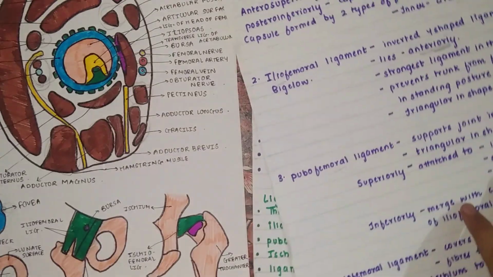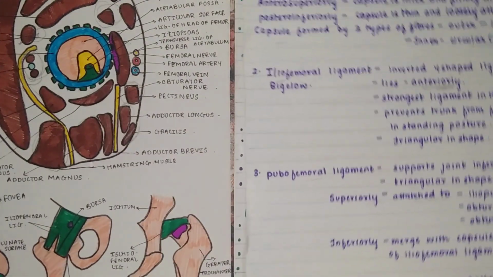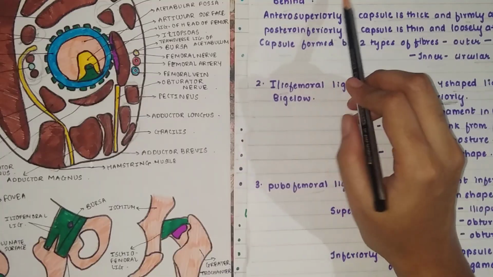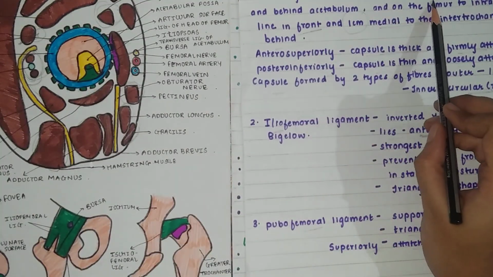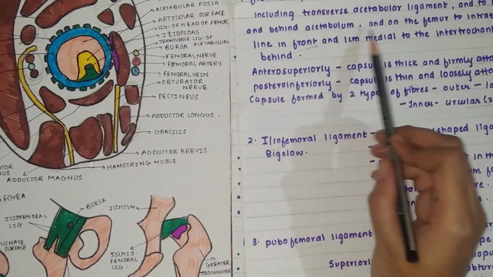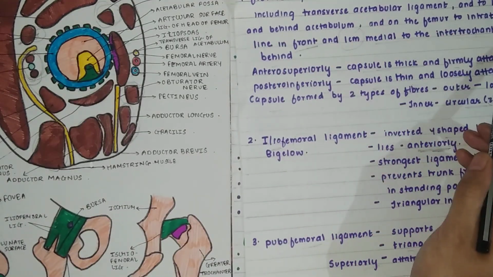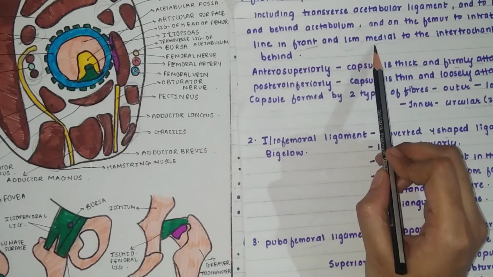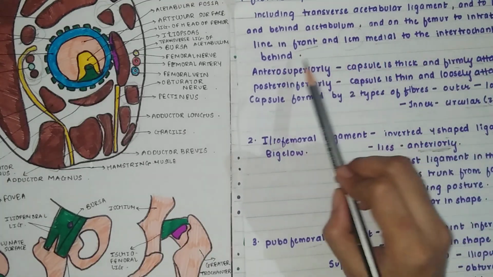Fibrous capsule. It is attached to the hip bone to acetabular labrum including the transverse acetabular ligament and to the bone above and behind the acetabulum, and on the femur to intertrochanteric line in front and 1 cm medial to intertrochanteric crest behind.